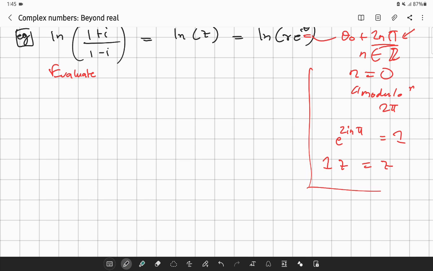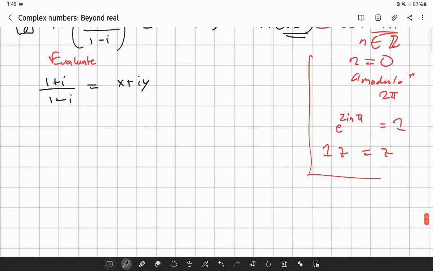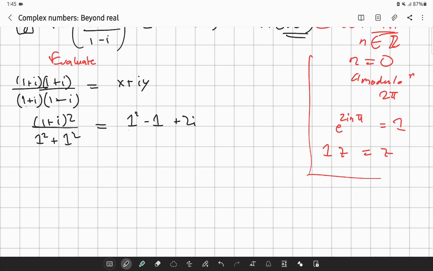And so let's find (1 plus i) over (1 minus i). How do I find the polar form of this? First thing, I need to express this in the standard form, which is in x plus iy form. To do this, I multiply both the numerator and the denominator with the complex conjugate, which is 1 plus i. So in the numerator, I'll have (1 plus i) squared. In the denominator, I'll have 1 squared plus 1 squared. These calculations should be familiar to you. So I'll have 1 squared minus 1 plus 2i, the entire thing divided by 2, which is simply i.